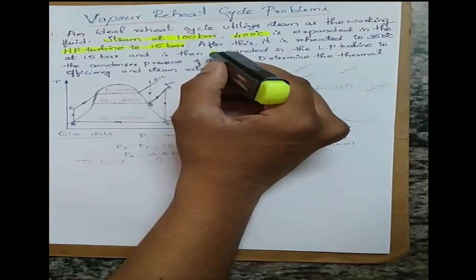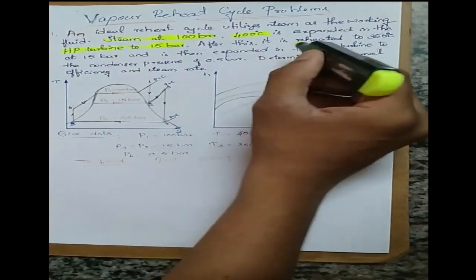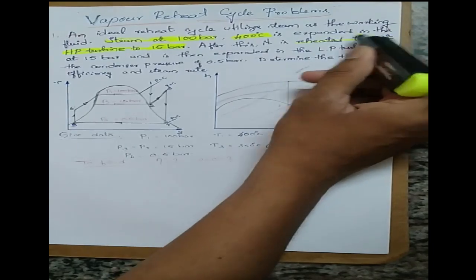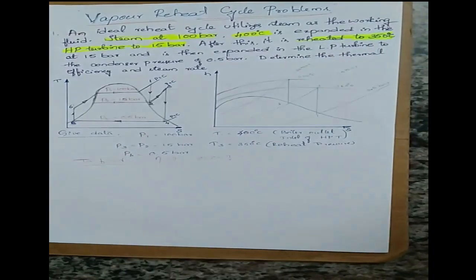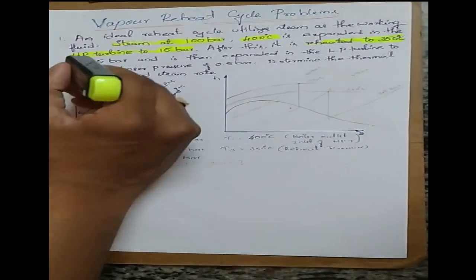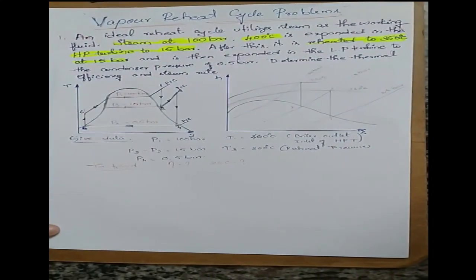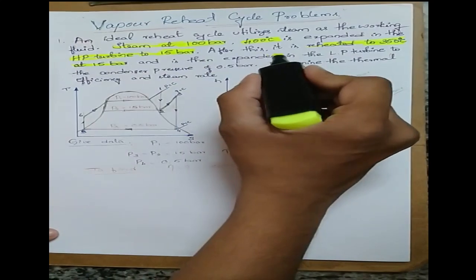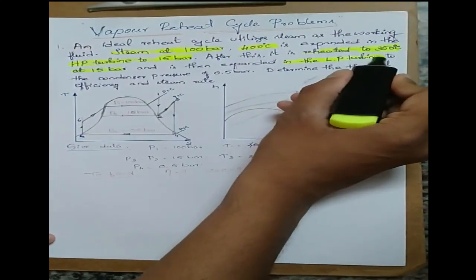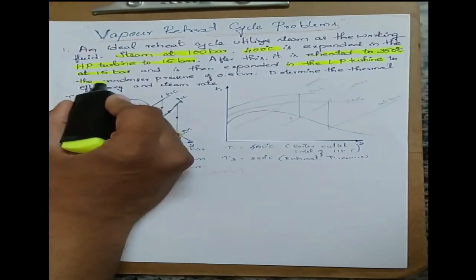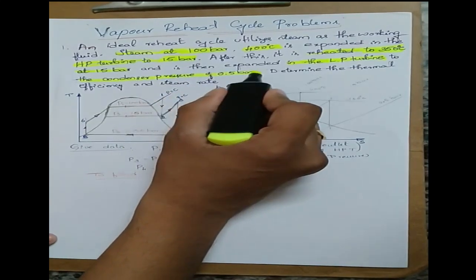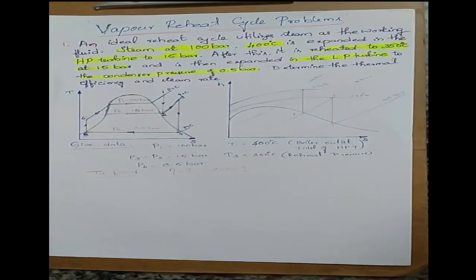After this, it is reheated to 350 degrees Celsius at the same 15 bar pressure, and then it is expanded in the low pressure turbine to a condenser pressure of 0.5 bar. Okay, so this is the given data.